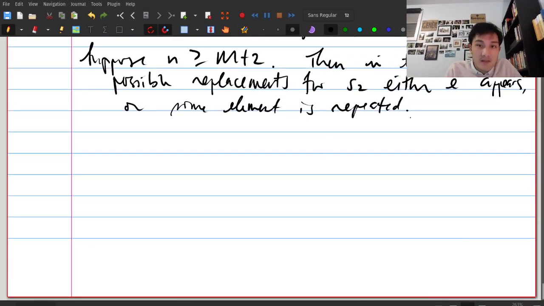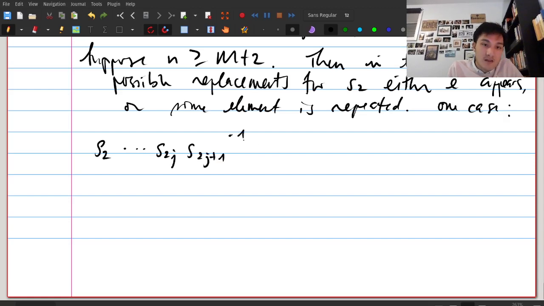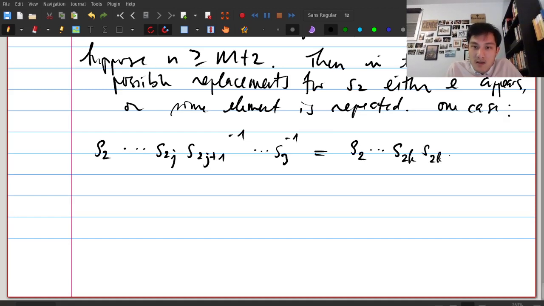In other words, one case, since if two of the replacements are equal to one another, it looks like this: S2 all the way to S2J, S2J plus 1 inverse, S3 inverse. That's what one of them looks like. And the other one looks like this. It looks like S2, S2K, S2K plus or minus 1. We don't know whether this is smaller or bigger, but it's odd. S3, and the reason I say one case is because we don't know whether this one's bigger or not. But it's okay. We'll do this case first.